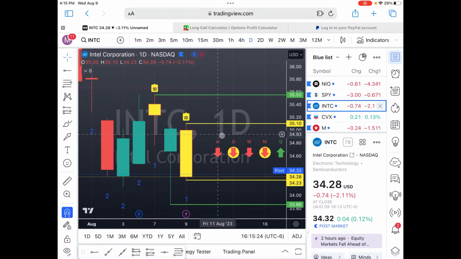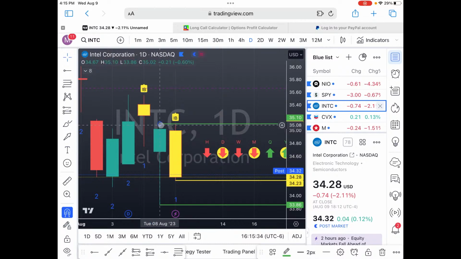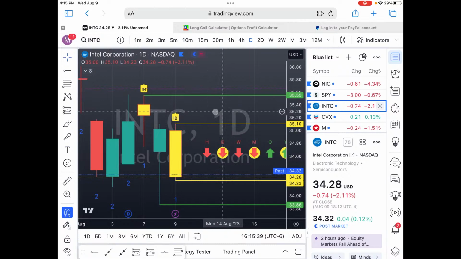So we'll look for those calls at 35.10 or the puts at 34.23. And normally this target would go to the top of the preceding wick, but these two tops are exactly the same. So we're going to move that target right to there. So that becomes your first target.